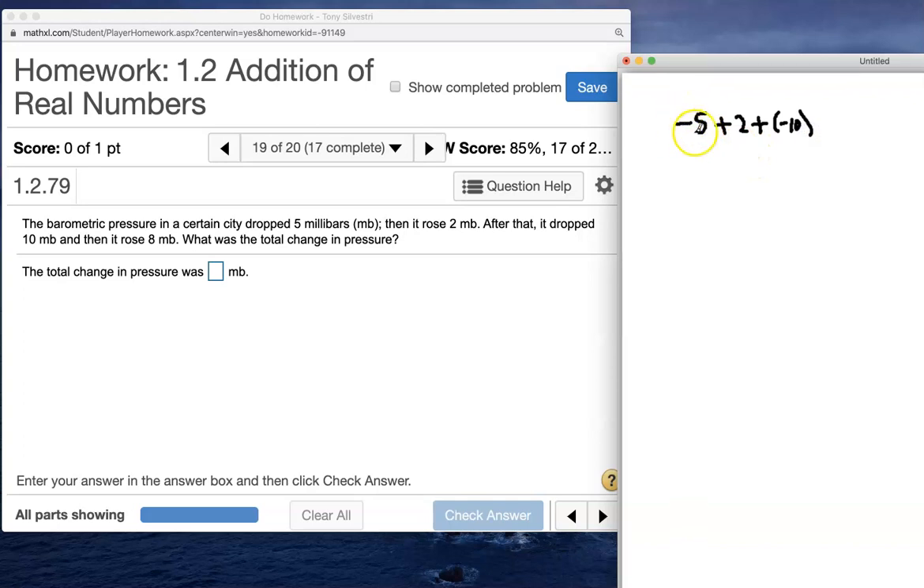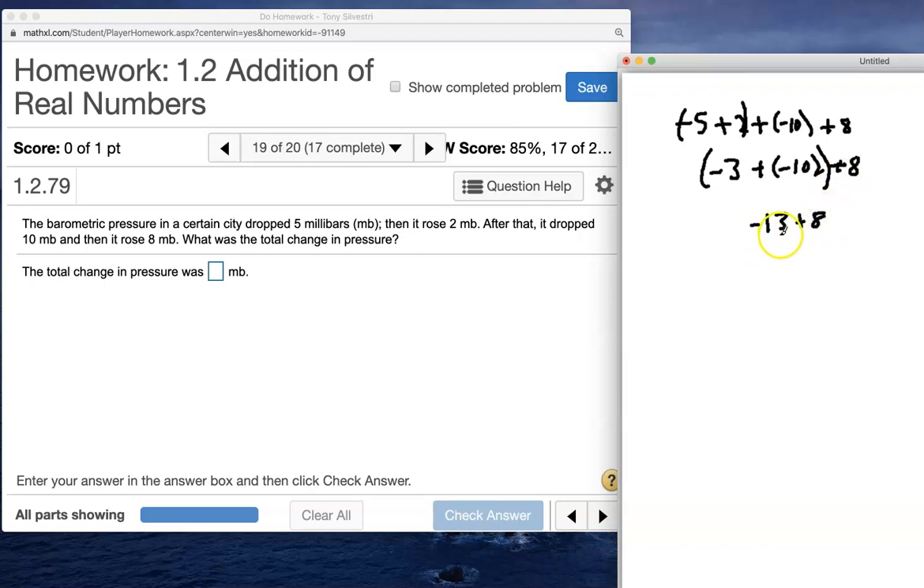Okay, so minus 5 is a drop. Adding, when it rises, it's a positive. Minus 10, plus 8. So we'll do 2 at a time. Negative 5 plus 2 would give you the negative 3. I'm going to go a little faster here. Plus a negative 10. Copy the rest down. Do these two. Two negative numbers. Same sign. Add the absolute values. 13. Keep the sign of the numbers. Bring down the plus 8.